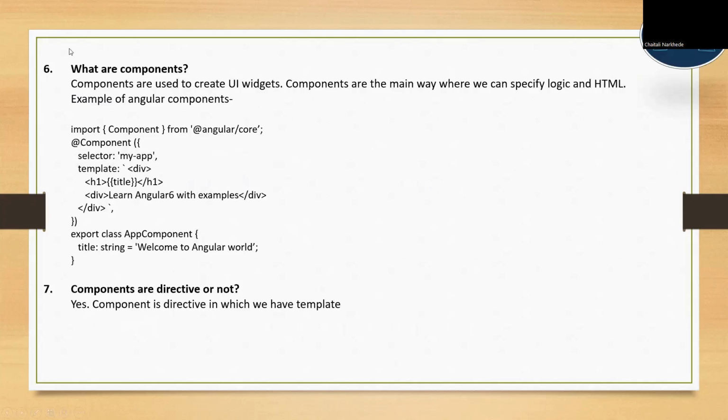Let's move to the next question. What are components? Components are the main way where we can specify logic and HTML. They are used to create UI widgets. You can declare components using the @Component decorator. Selector and template are the important and mandatory properties of your component. Also, you need to provide the component name using export class and the component name, and you can specify your logic.